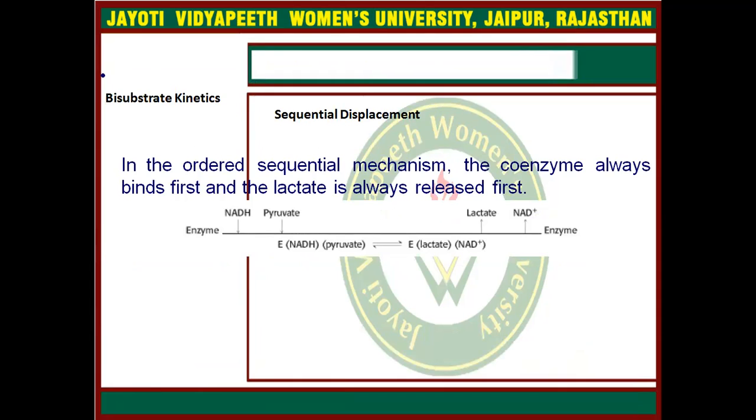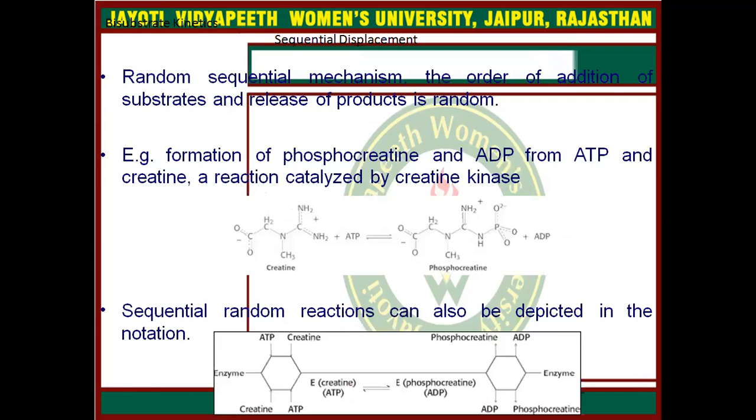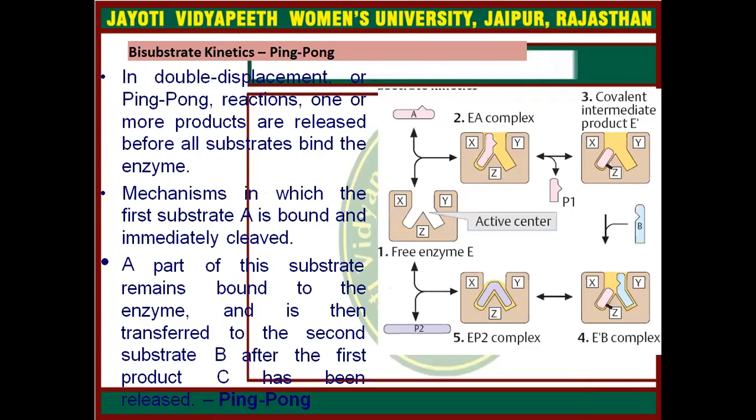If we talk about sequential displacement, in the ordered sequential mechanism, the coenzyme always binds first and lactate is always released first. In the random sequential mechanism, the order of addition of substrates and release of products is random. For example, the formation of phosphocreatine and ADP from ATP and creatine, a reaction catalyzed by creatine kinase. Sequential random reactions can also be depicted in this notation.